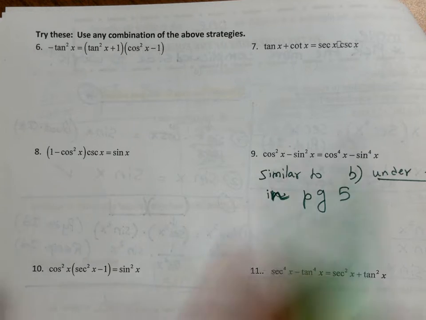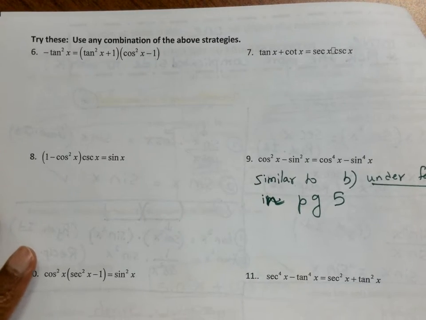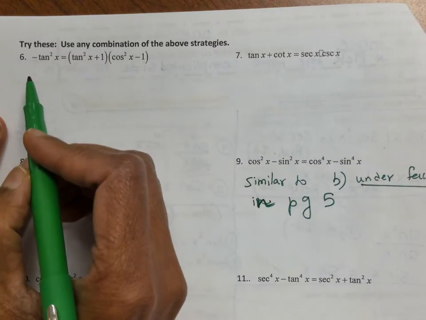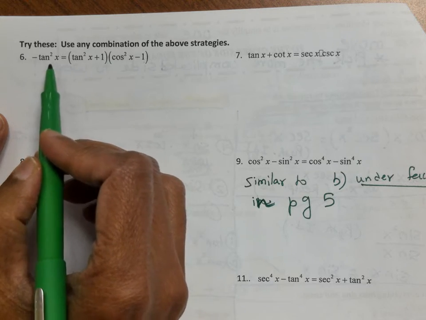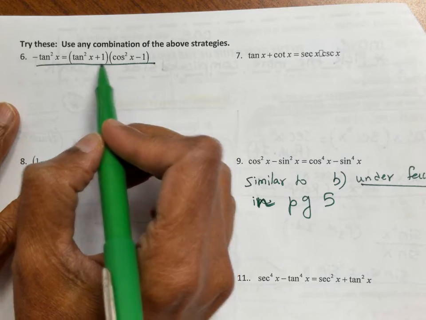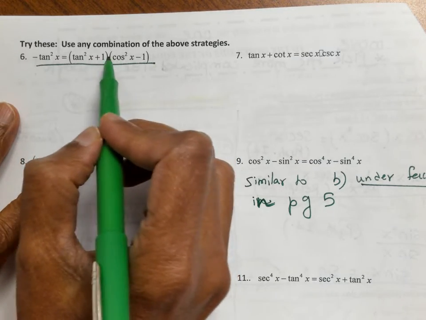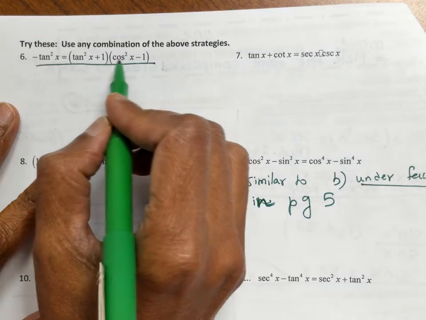Okay, we're going to start with page 6 for Trig ID, and we're going to prove some more of these, proving left hand side equal to the right hand side. So I'm going to start with number 6. As you can see, for this one, we always talk about starting with the more complicated side because it's easier to simplify the complicated side. So we will start with the right hand side.